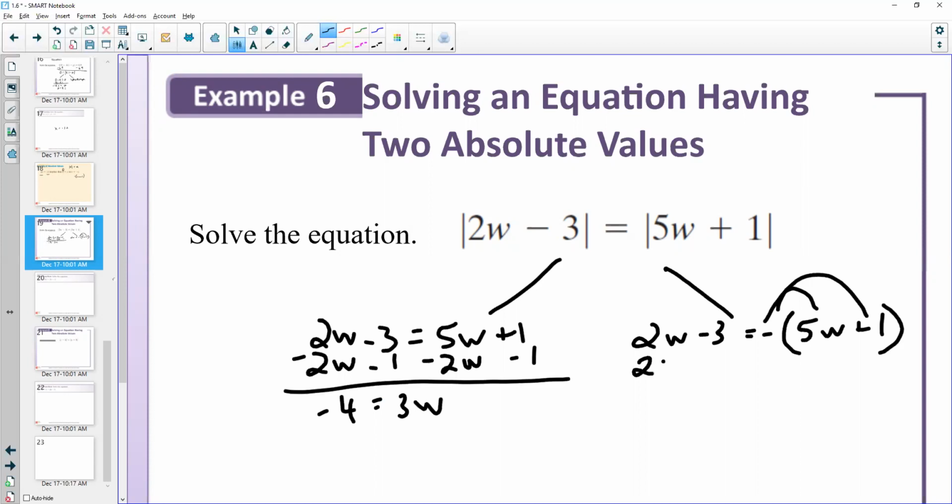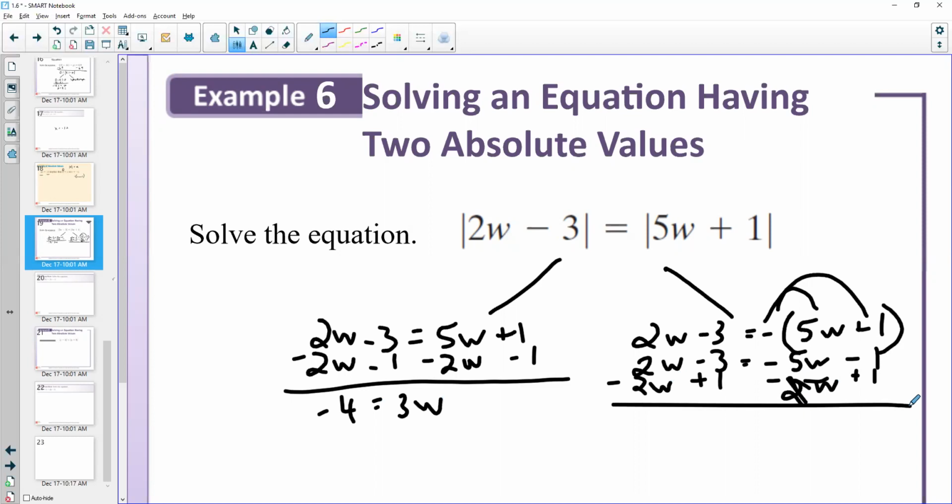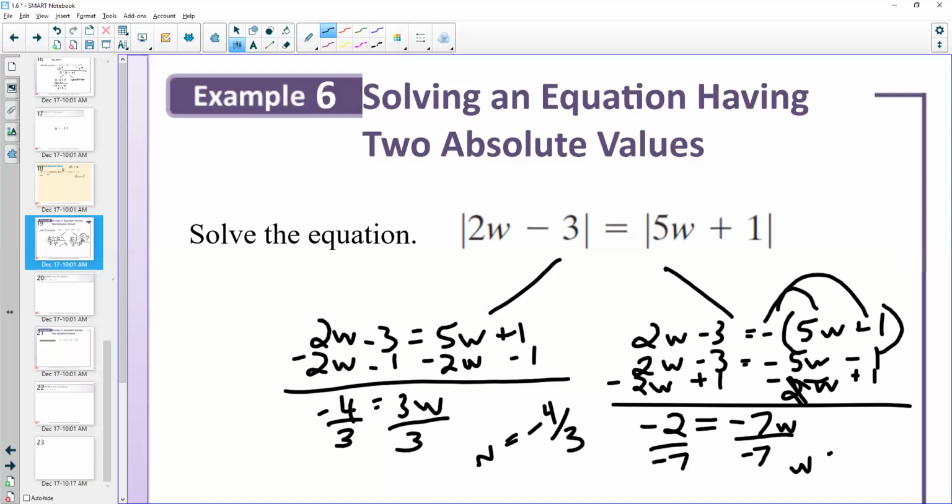Here, I got to do some work still. 2w minus 3 equals negative 5w minus 1. So I'm going to add 1. I'm going to subtract 2w. I'll do the same process. All right. So I'm going to try to get negative 2 equals negative 7w. Okay, so on this side, I'm going to divide by 3. I get w equals negative 4/3. On this side, I'm going to divide by negative 7. I get w equals 2 over 7. Two negatives make a positive.